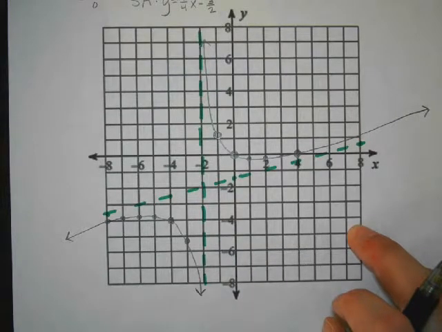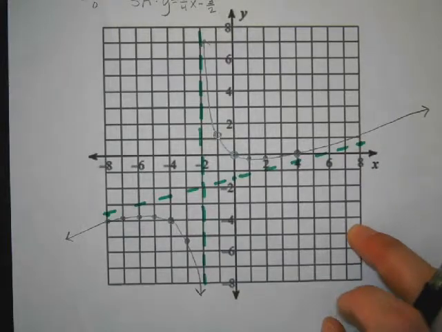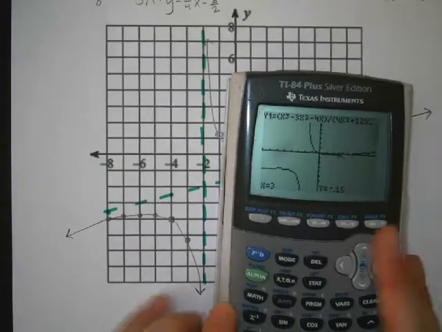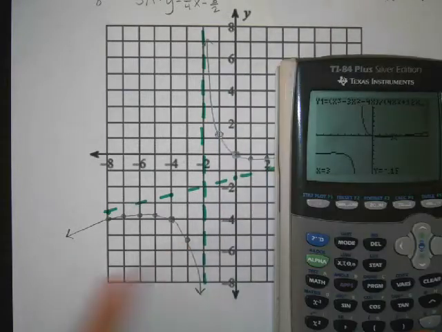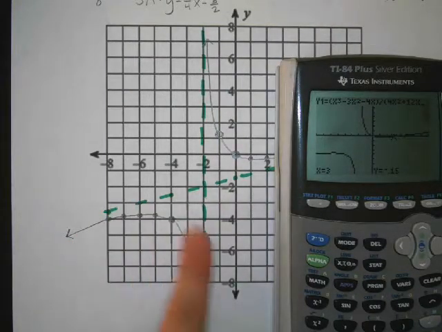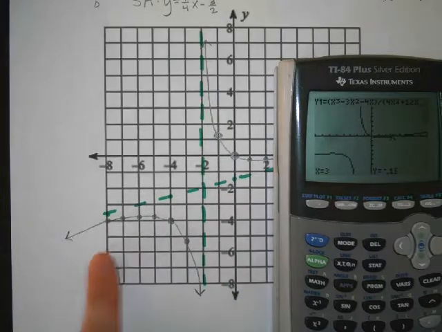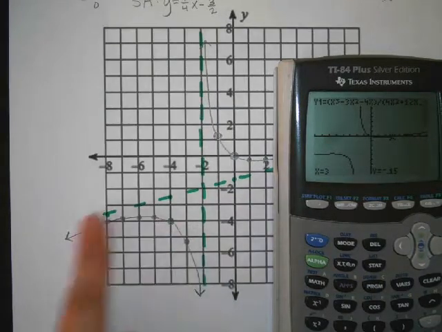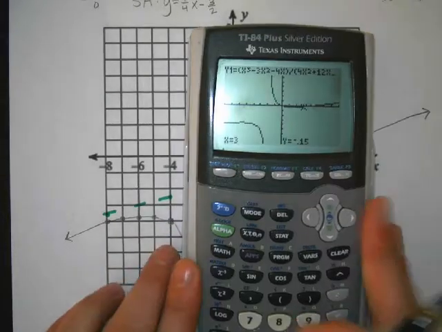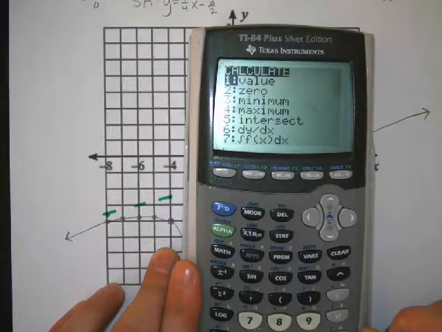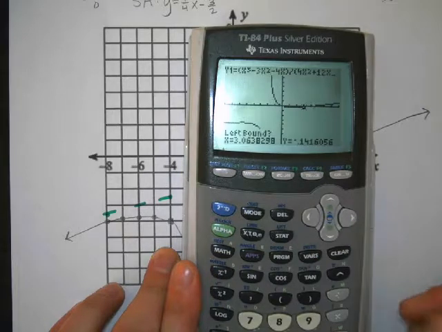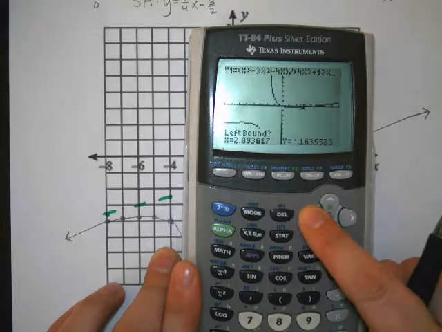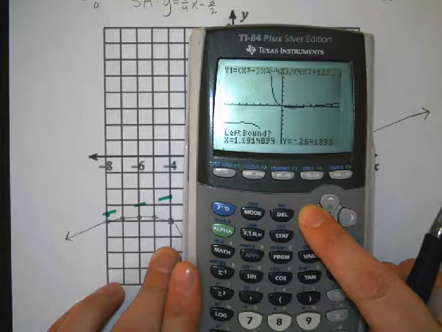All right, I need your attention back up here. So, if you look at the left curve, it goes up and then it comes back down. So what am I going to find on this curve? A max. So I'm going to do second trace, option number 4. And you are going to hold down your left arrow until it goes all the way over there.